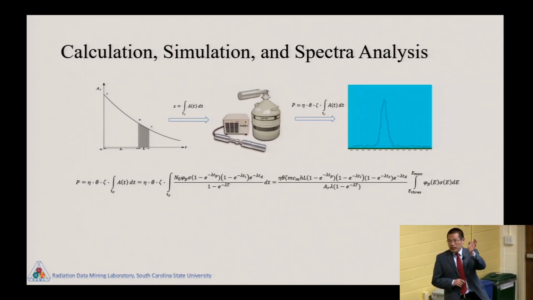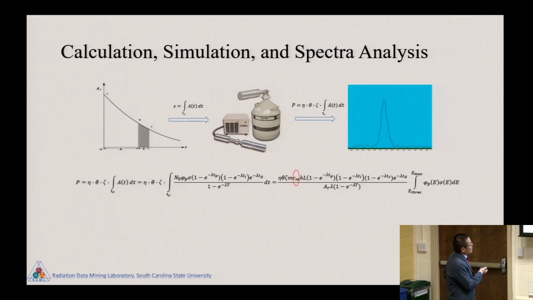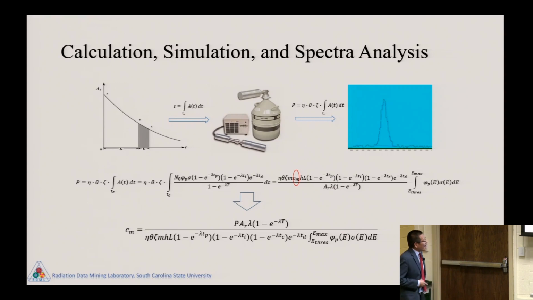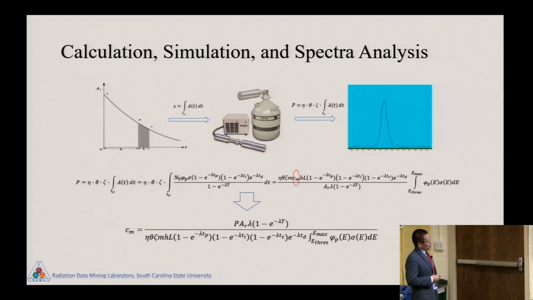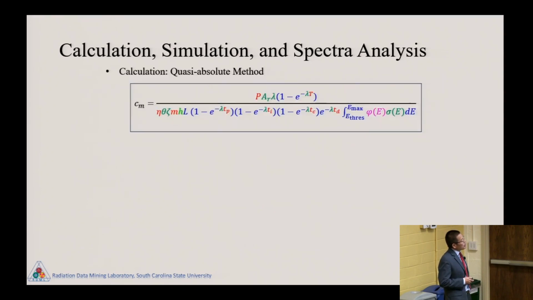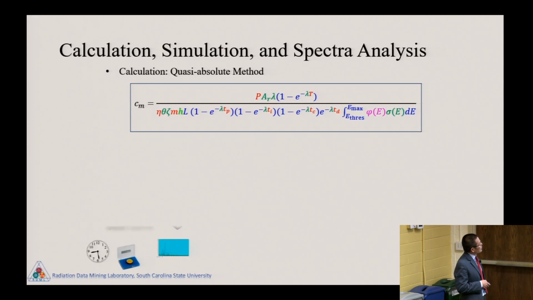It looks complicated, but actually it's quite simple. The thing we are interested in is this, the concentration of the target isotope. The other terms we can just rearrange, and you get this. This is actually the final equation of photon activation analysis. In this equation, all the red terms we can measure.